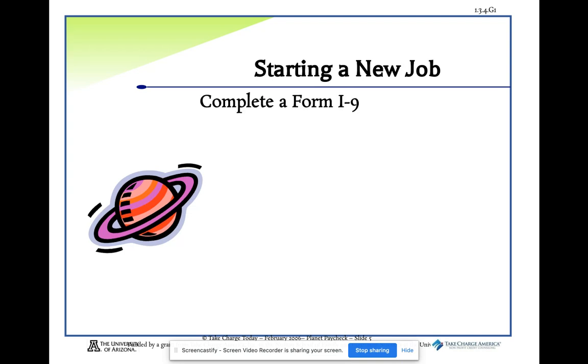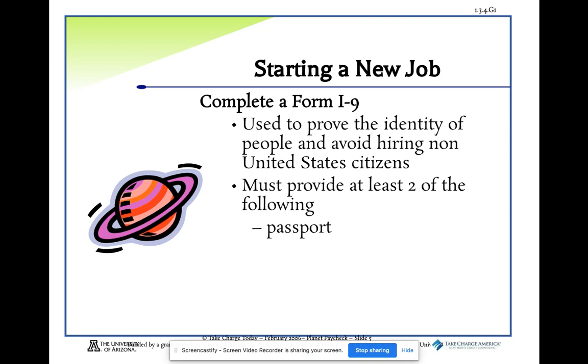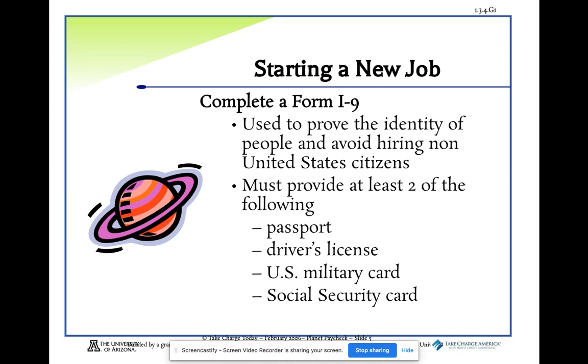So starting a new job, you're going to first complete your Form I-9. We talked about a couple of these in your employment document Kahoot challenge. So the Form I-9, as most of you might know by now, is used to prove the identity of the people and avoid hiring people who are not U.S. citizens. So that's proving that you are a U.S. citizen. You have to provide 2 of the following. So these are identifications. It can be passports, driver's license, U.S. military cards, social security cards, birth certificate. All of these are formal things that prove your identity.